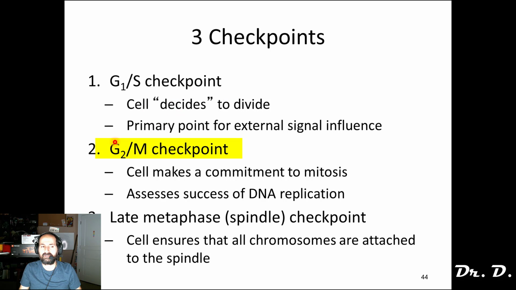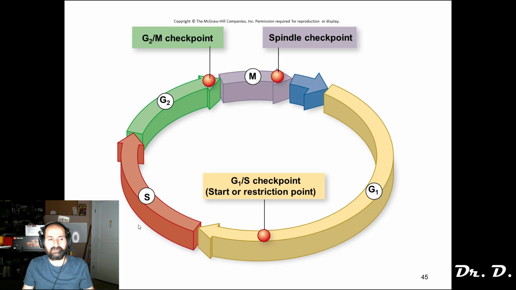The next checkpoint is called the G2M checkpoint. At the end of interphase, you've got G2. Before you enter M phase, which means before you enter mitosis, there's another checkpoint. This checkpoint makes sure that all the DNA was actually copied correctly during S phase. And then you have another checkpoint called the late metaphase checkpoint, or the spindle checkpoint. This makes sure that during metaphase, all of the sister chromatids have a microtubule attached to a kinetochore.